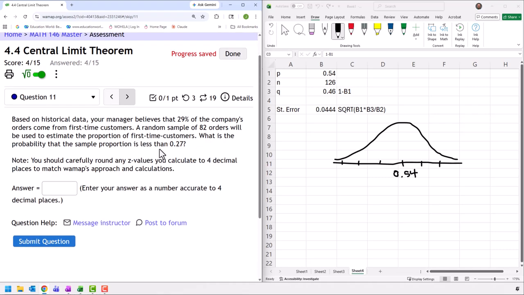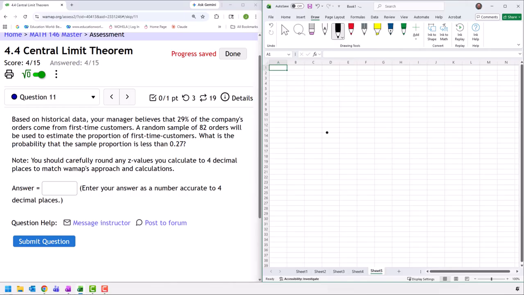Based on historical data, your manager believes that 29% of the company's orders come from first-time customers. A random sample of 82 orders will be used to estimate the proportion of first-time customers. What is the probability that the sample proportion is less than 0.27?